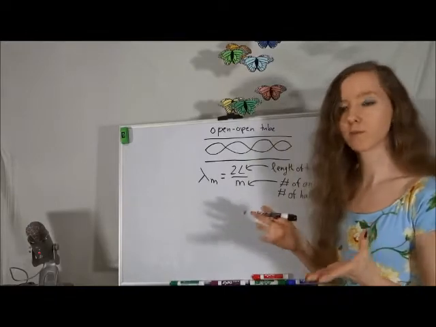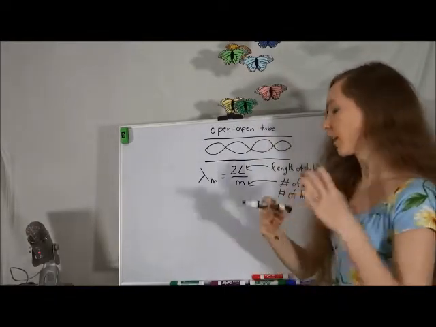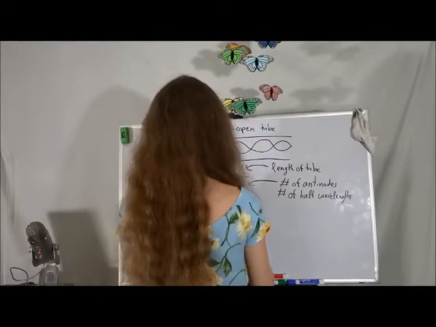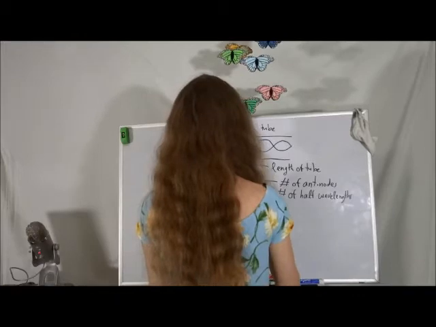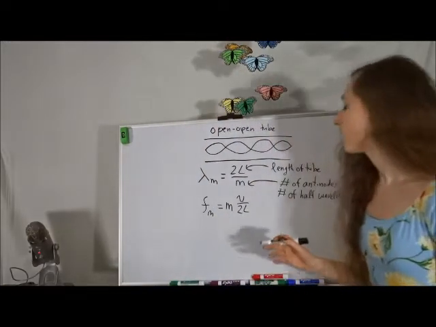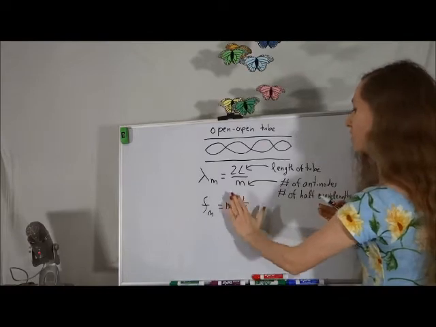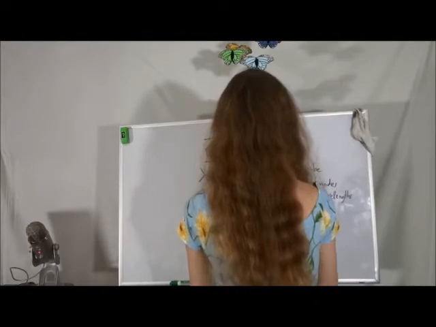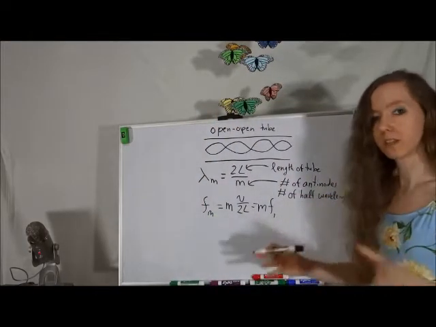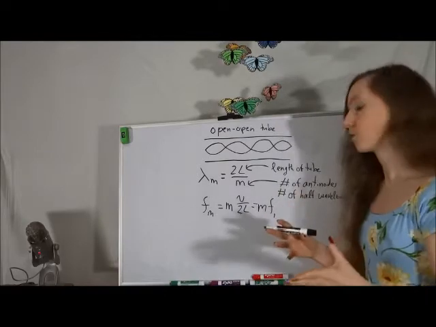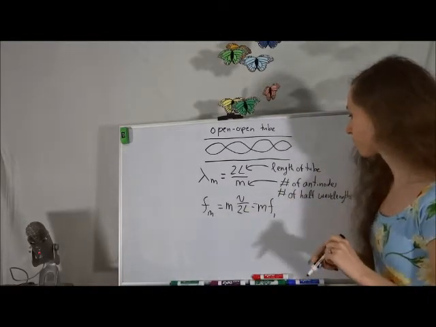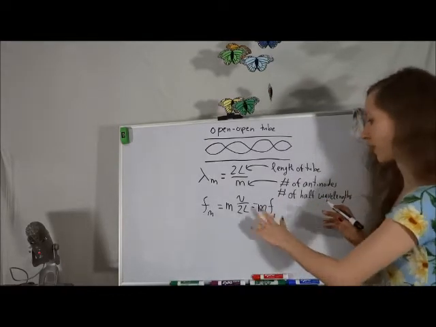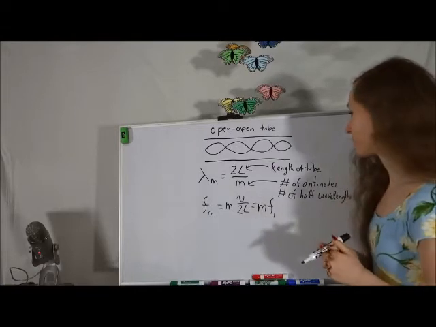Now we also learned an equation for frequency. We derived that last time, so I'm not going to rederive it, but we found out that our frequency is equal to m times v over 2L. Now, if m equals 1, we have just v over 2L, so you can also write this expression as m times f_1, where f_1 is your fundamental frequency, your m equals 1 frequency, the first mode of your standing waves. So if you know what your first frequency is, then you can easily find the others by just multiplying by whatever your m value is.